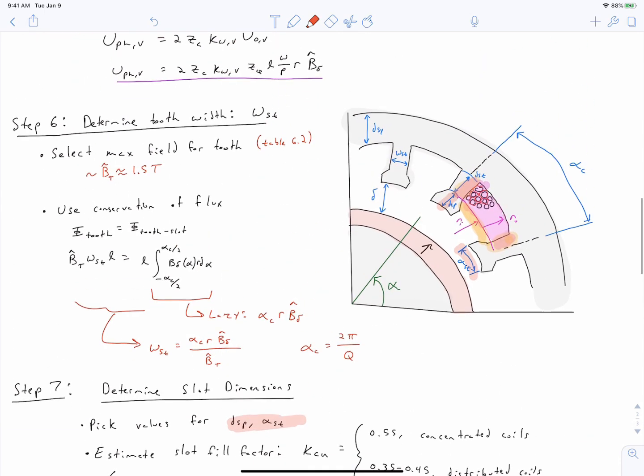So going back to our cross-section, we now have our air gap radius. We've got all the dimensions of our tooth going up to here. And our next step is to determine our yoke thickness.